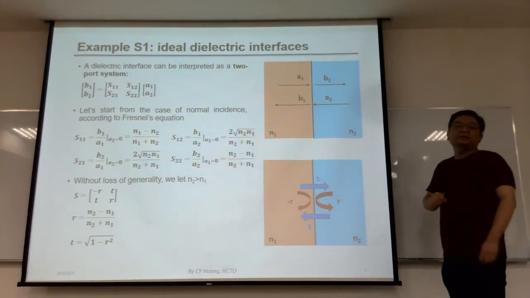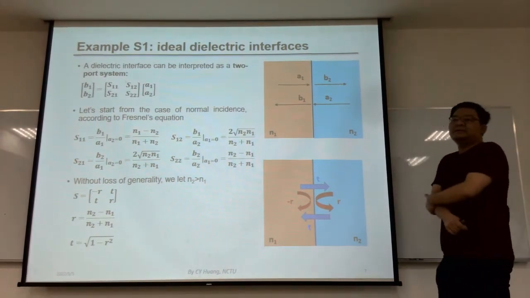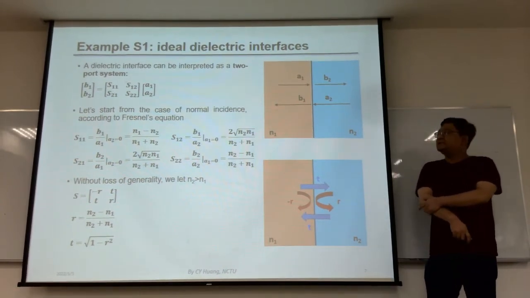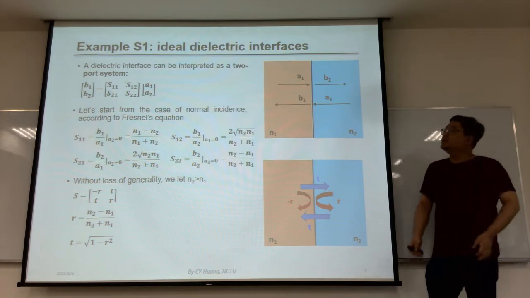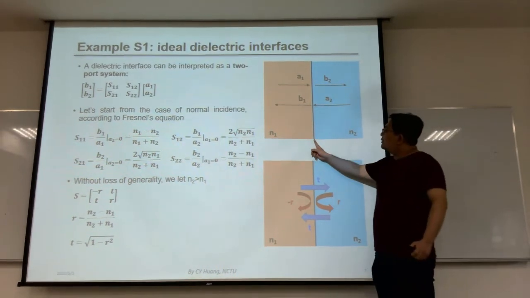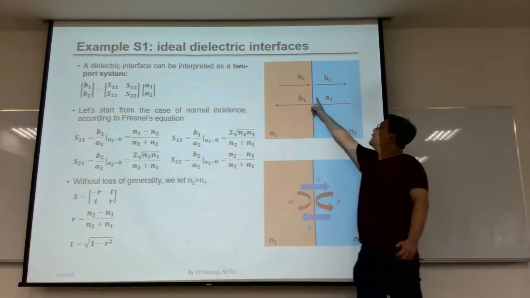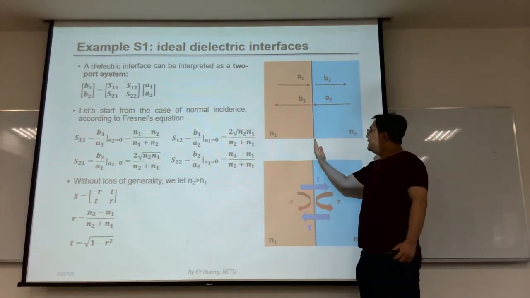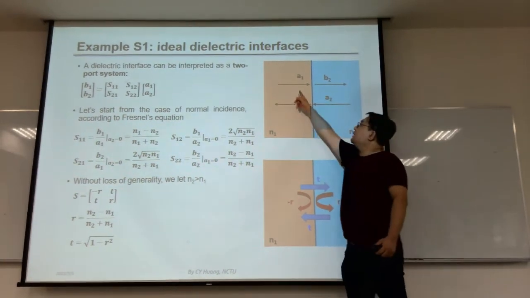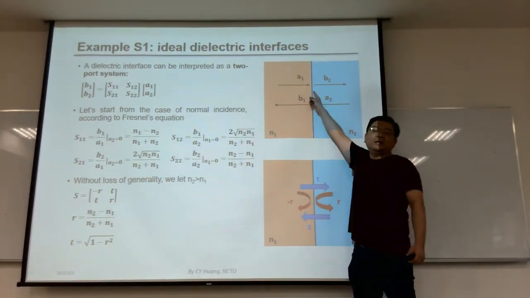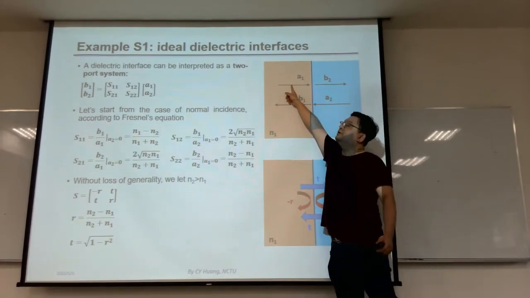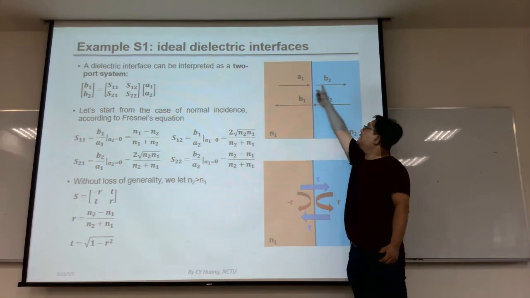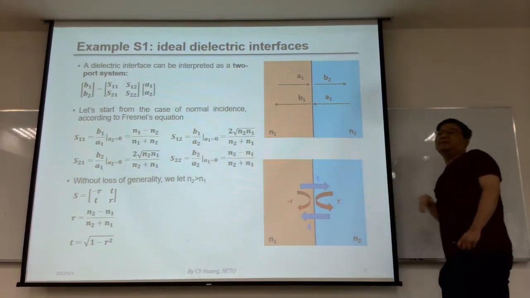Let's take a quick example. Let's consider a very simple system called a dielectric interface. This is only an interface and there are two ports: A1, B2, B1, A2. If this interface is your cavity, the light goes in toward the interface by A. The vector leaving the interface is noted by B.